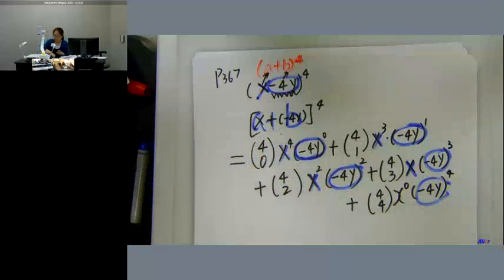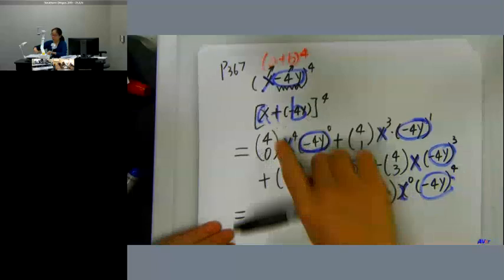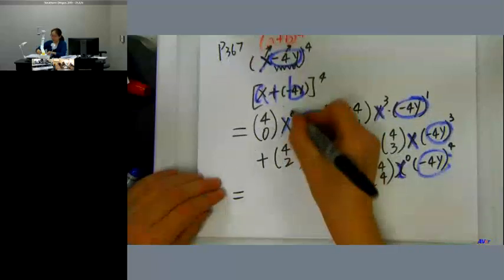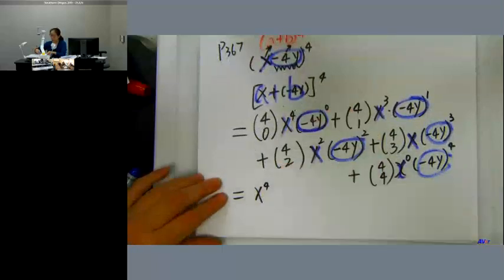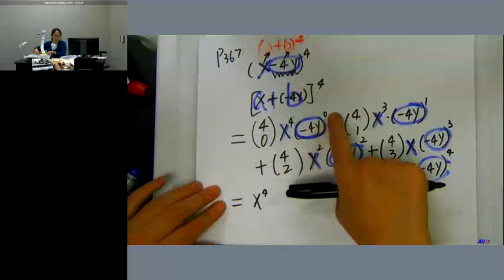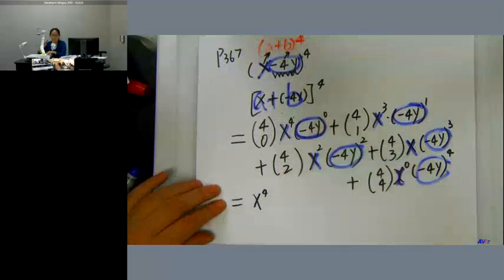So let's simplify this. 4 choose 0 is equal to 1. x to the 4th is x to the 4th. What is (negative 4y) to the 0? What's that?